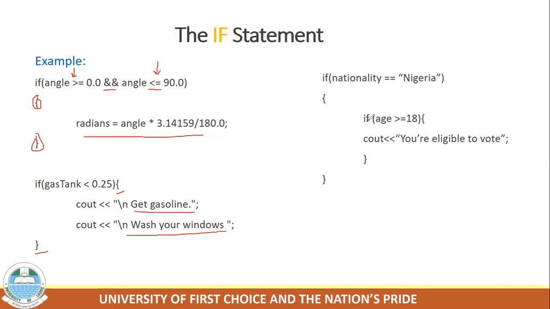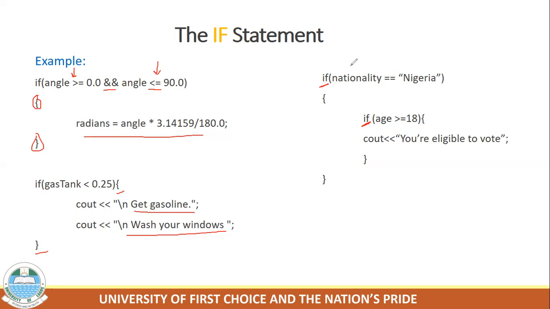Now, if my age is greater or equal to 18, then it will display: I am eligible to vote. So what I'm trying to explain here is you can have a nested if statement. This if statement is inside another if. You can have a nested if statement.